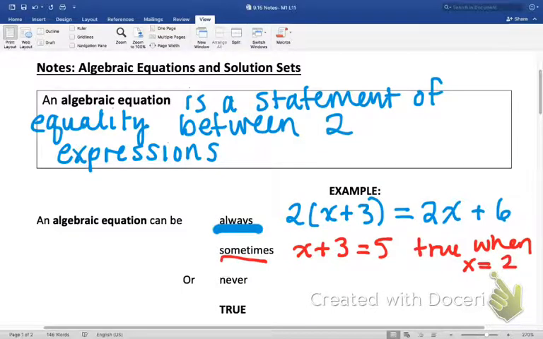Okay? And then lastly, we'll look at when would an equation never be true. And that would be something where there's no value of x I could plug in that would make the equation true. And my example is going to be x equals x plus 1. Right? There is no possible value of x that is also equal to 1 more than itself. Okay?